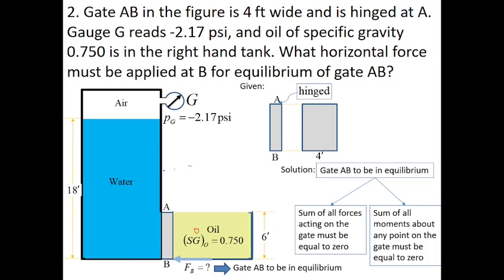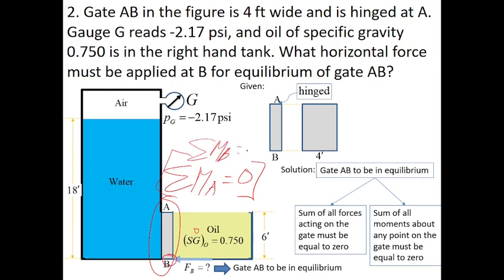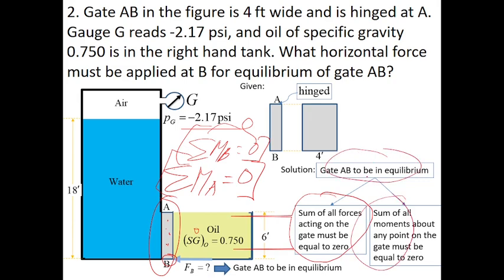So, because the gate is free to move, we can say that it is in equilibrium when the summation of moments at A equals 0. Or I can also take the summation of moments at B equal to 0. That's also possible, or at any part of the gate. The condition that the summation of moments equals 0 must be satisfied. Aside from this, the sum of all forces acting on the gate must be equal to 0. This means gate AB is in equilibrium when those two are satisfied.